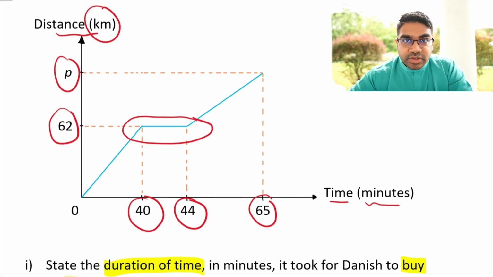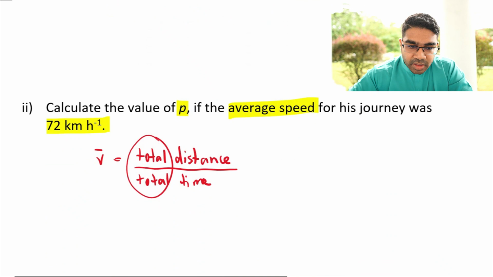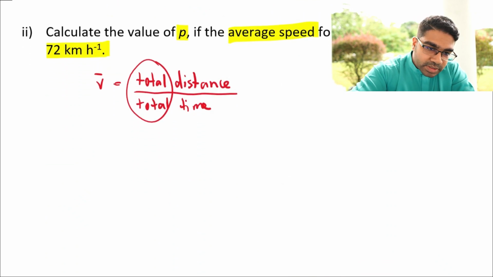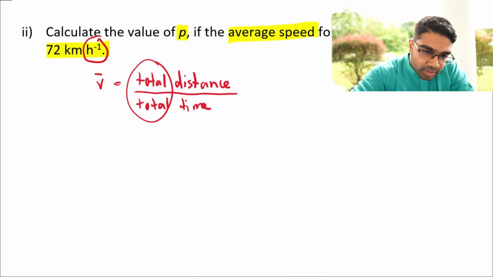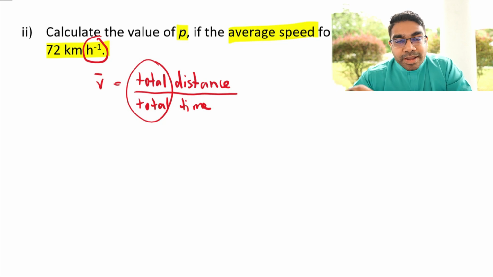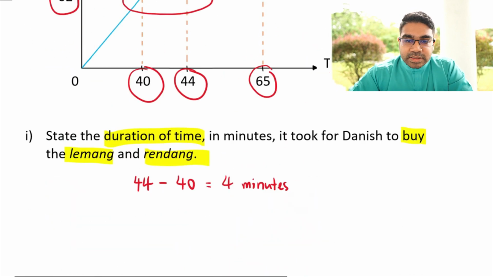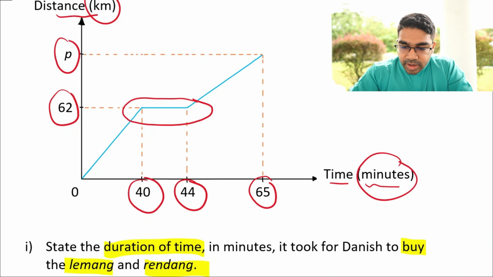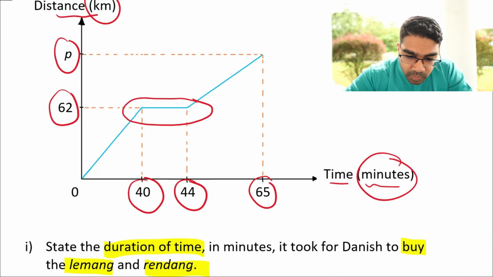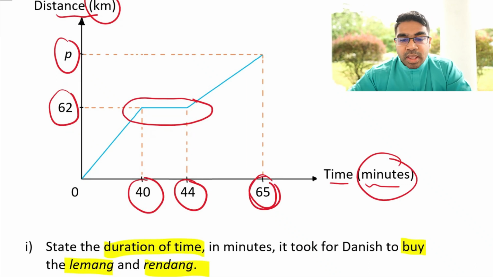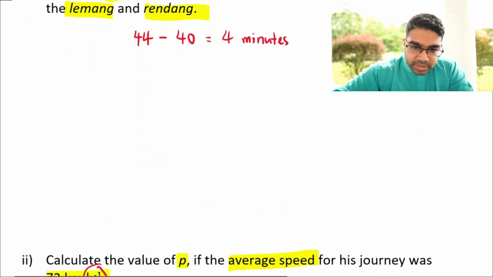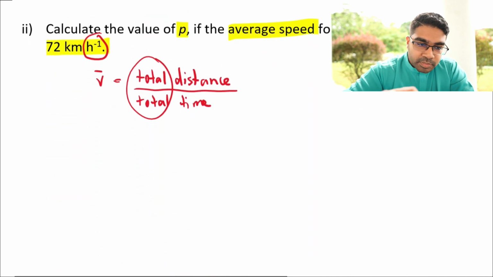However, there is one catch. Because if we look at this value, this is in kilometers per hour. But the time that we have from the graph is in minutes. So therefore, the first thing we need to do is convert this to hours. So let's do this slowly. Let's substitute the values inside the formula.